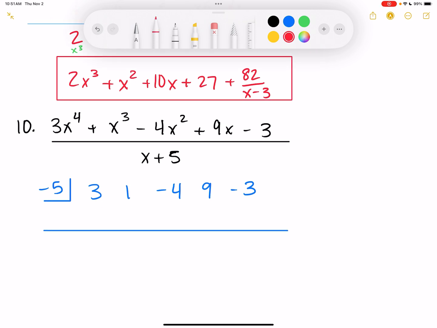All right, and I always like to note what term this was to begin with. Not as critical here, but as we get farther along with this stuff, it is important to know, because we're going to keep working our way down all the way pretty much until we get down to nothing left. So bring down the 3. 3 times -5 is -15. Plus 1 is -14.